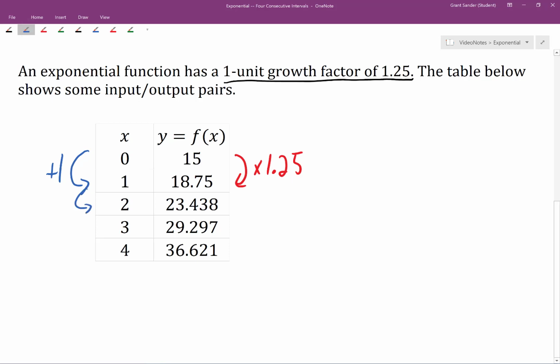So from x equals 1 to x equals 2, we have another change of 1 in x. Y again becomes 1.25 times as large. We can do this 2 more times. So another change of 1, another change of 1, and each time x changes by 1, y is becoming 1.25 times as large.